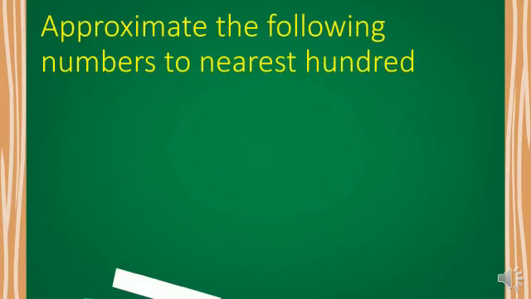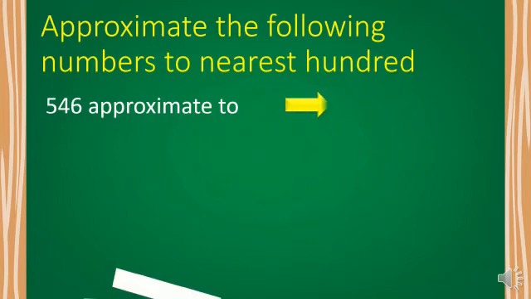Approximate the following numbers to the nearest 100. 546 approximates to... Look at tens. 5 and more, just add 1 more. Less than 5, just ignore. Here tens has 4. It's less than 5, just ignore. So we will put 0 in ones, 0 in tens, and 500 as it is. So 546 approximates to 500.